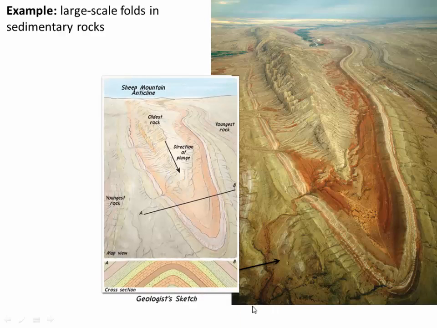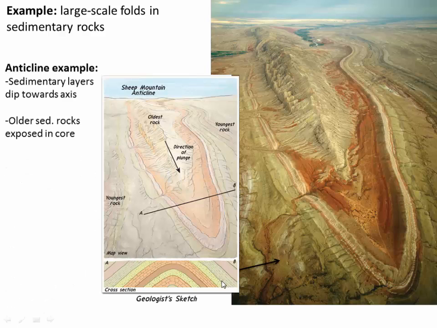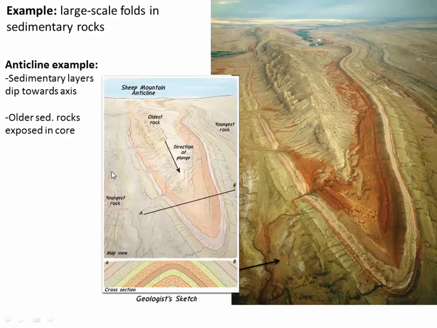Just to put that in terms of a sketch, here's a sketch of the same fold, and you can see here's a cross section from A to B, and we see those layers coming up and intersecting the surface where they've been eroded, and of course this layer would have once folded all the way up and over down to the other side. So that's a good example of an anticline that's been eroded to have this very unique oval look.